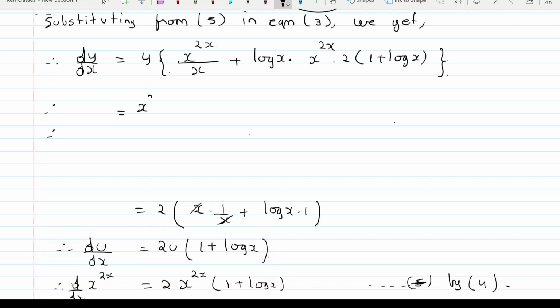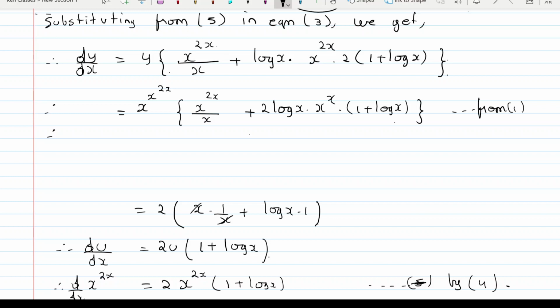y is equal to x raised to 2x into brackets x raised to 2x upon x plus 2 log x into x raised to x into 1 plus log x. The terms are the same, only the order has changed, but the same terms have been written all over. Now this is by equation 1, from 1, the value of y came from 1. So this is equal to x raised to 2x into x raised to 2x can be taken common and you're left with 1 by x plus 2 log x into 1 plus log x.